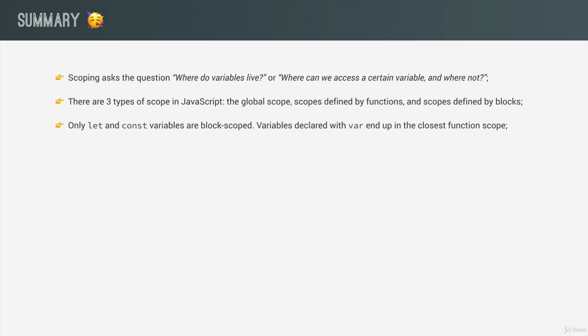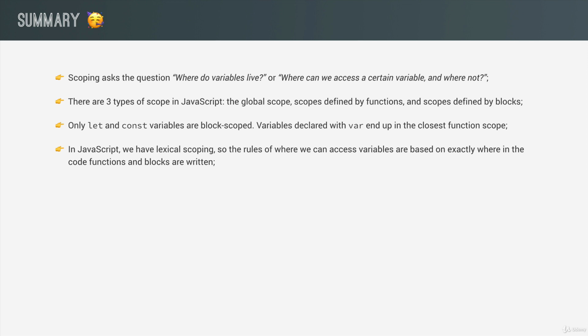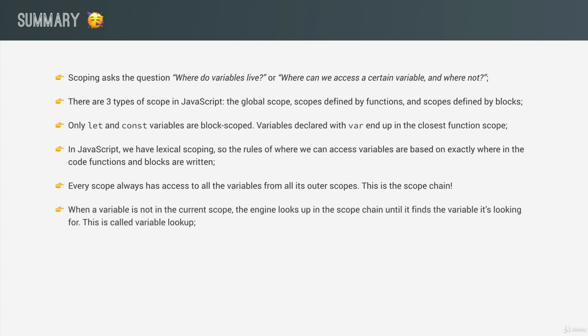Next, in JavaScript, we have lexical scoping, which means that the rules of where we can access variables are based on where in the code functions and blocks are written. And now let the magic begin, because every scope always has access to all the variables from all its outer scopes. And this is what we call the scope chain. When a certain variable is not in the current scope, the engine looks up in the scope chain until it finds the variable that it's looking for. And this process is called variable lookup.